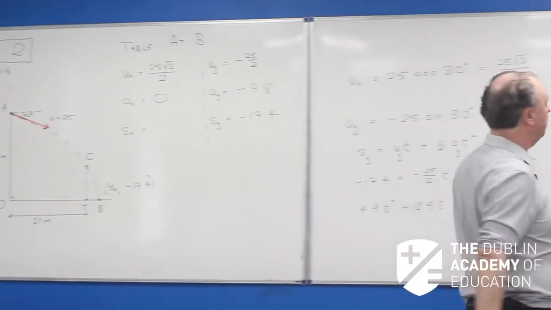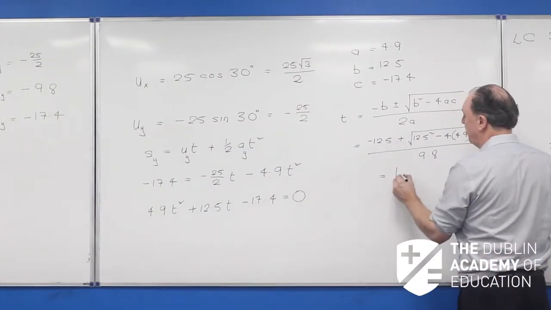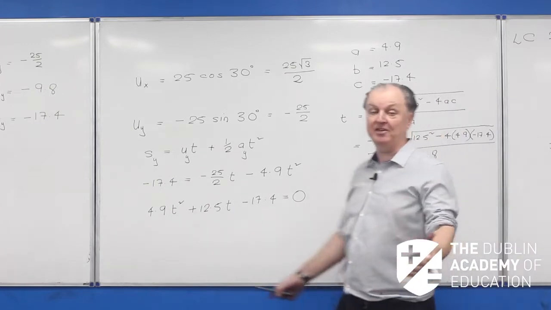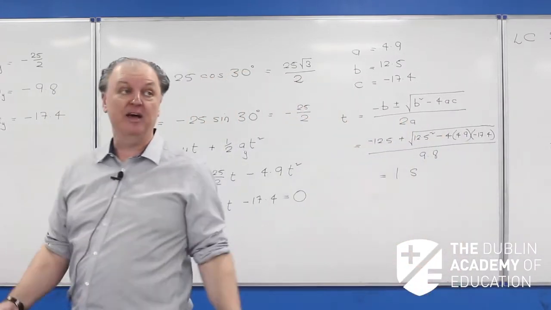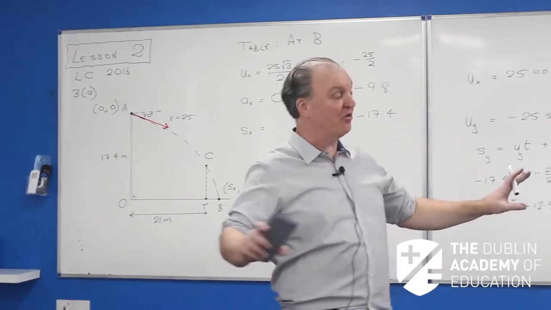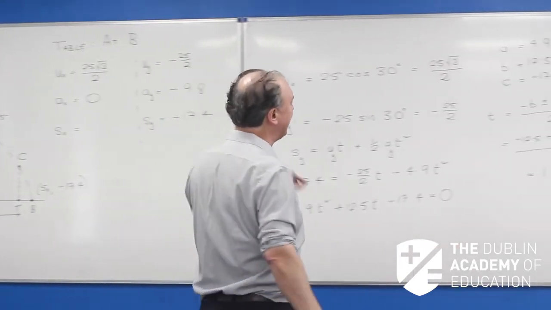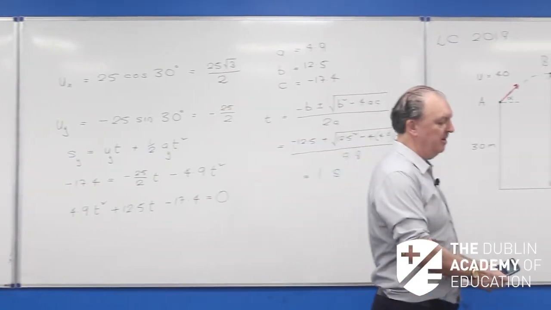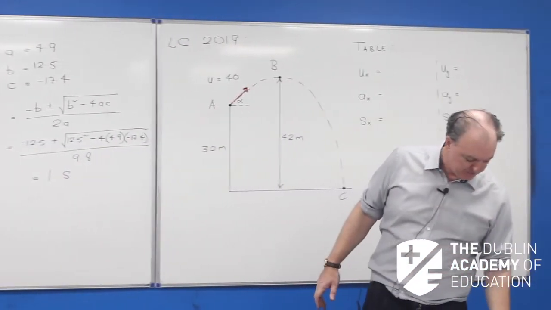And I get an answer of t is 1 second. So actually, it would have factorized usefully. You know, if you're good at factorization, you can go ahead and do it. But if in doubt, just go to the formula. So it takes 1 second to land. Now, continuing on with that question.